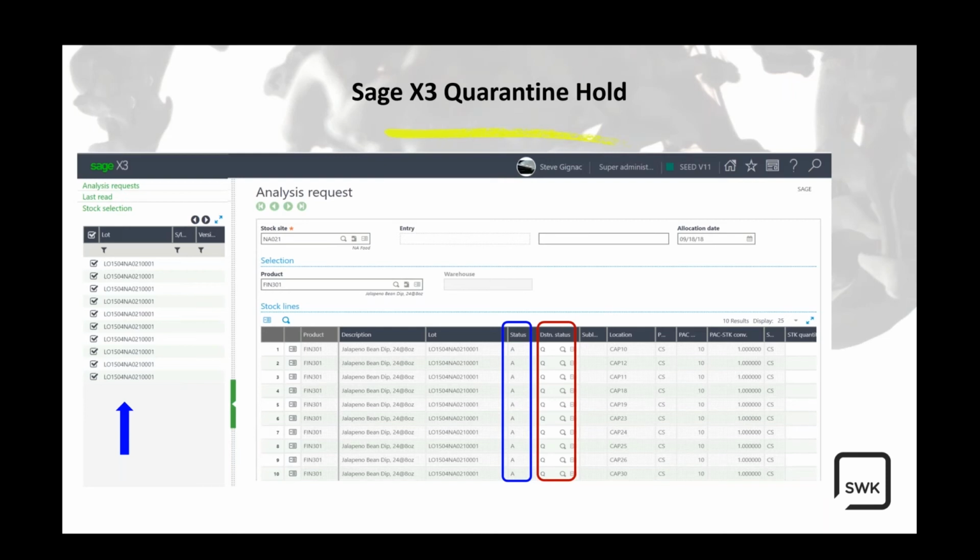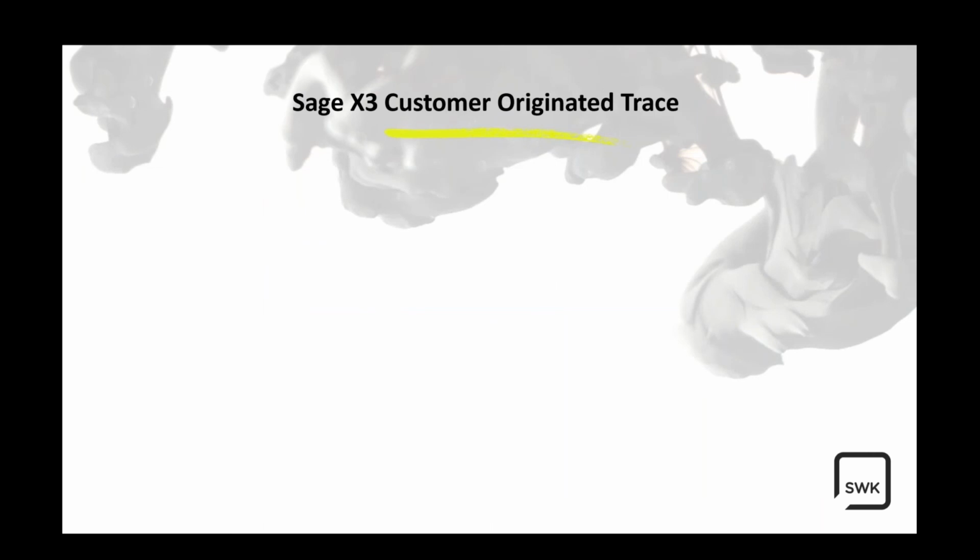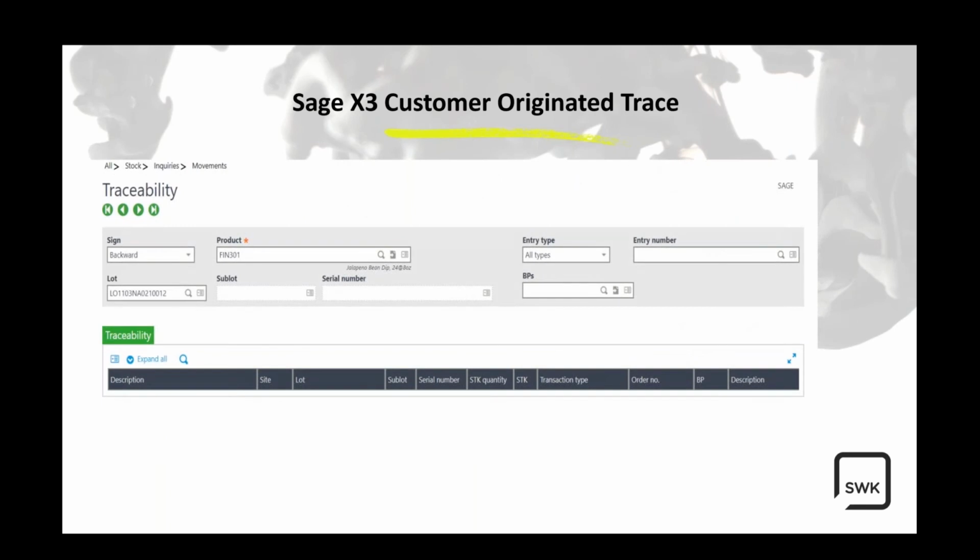So now that that's done, I need to find out what I need to do. So let's say I go pull a sample and I test it and I find out, yeah, something's wrong with it. I don't know what. It smells bad. That's what the customer said. So the first thing I want to do is start looking at the ingredients that are in it. So what I can do there is I can take my customer originated trace.